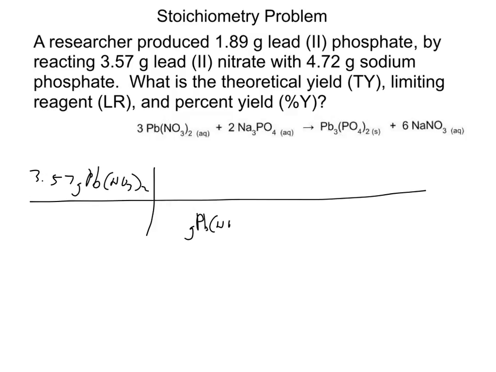Now, I have grams. I'm thinking, well, what should I use? Well, the balanced equation is in terms of moles. So grams per mole, molar mass. The molar mass of lead nitrate is 331 grams per mole. Okay, what's sweet about this is that the grams per mole cancel, and now we're in terms of mole.